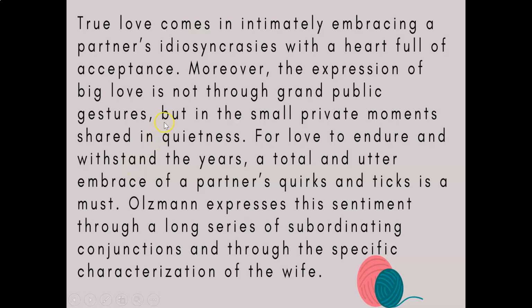All right, so now we're 3 sentences in, and that's everything that Ozmann's doing thematically within the piece. So just what is the authorial intent? What's the universal theme? What's the universal truth? Last sentence, construction of meaning. Ozmann expresses this sentiment through a long series of subordinating conjunctions and through the specific characterization of the wife. And those are like the 2 big terms in the piece. The syntax is huge, and the characterization of the wife is also equally big.